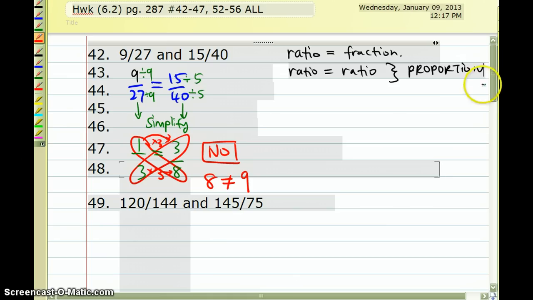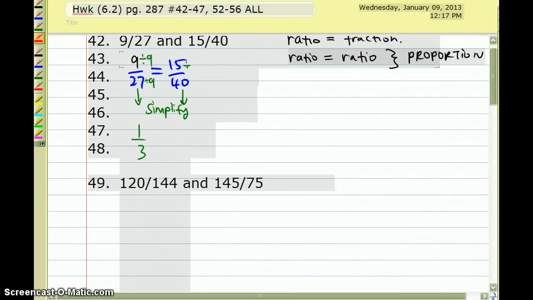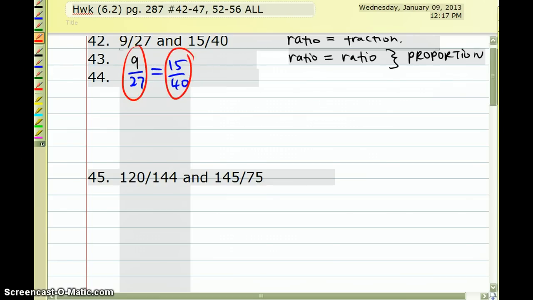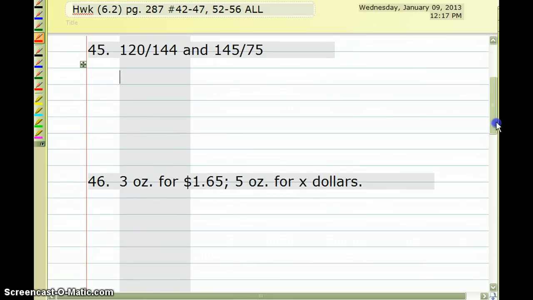Okay, problem number 30. I'm sorry, somehow the numbering's gotten really weird here. I'm going to try to work on the side. Okay, on number 35 from the textbook, I want to compare these two fractions, 120 over 144. I want to know if it's equal to 145 over 75.